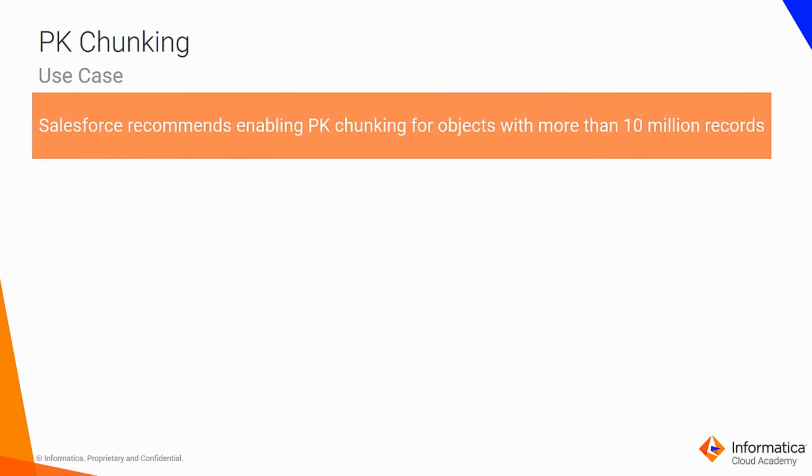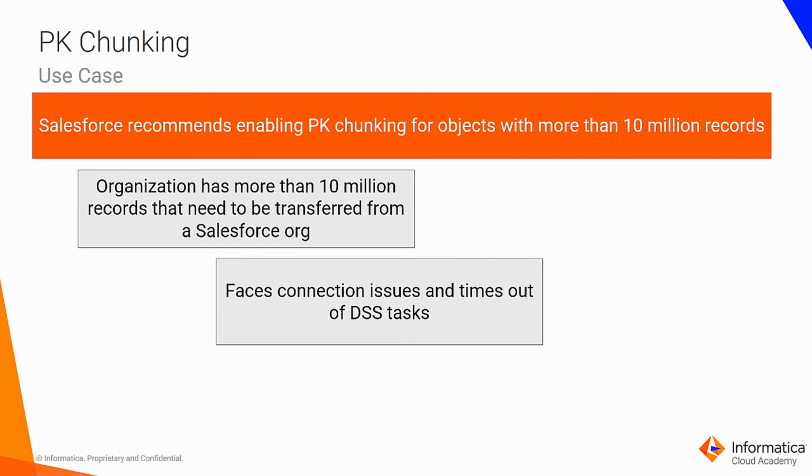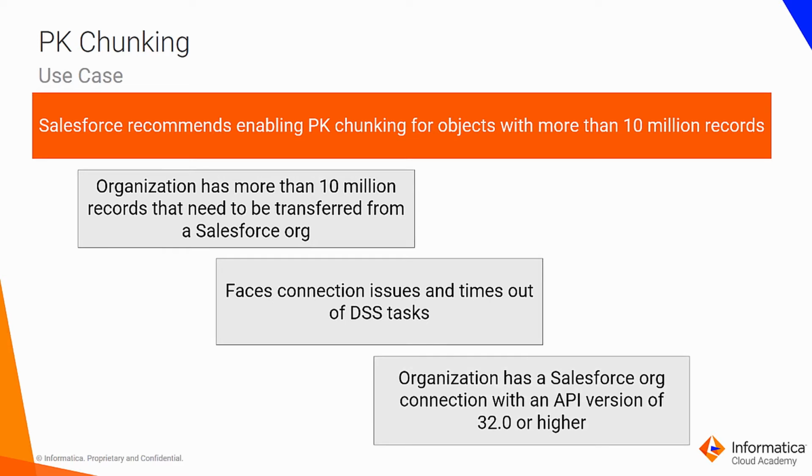So when should we use PK chunking? Salesforce recommends that you enable PK chunking for objects that have more than 10 million records. A typical use case could be as follows. Let's say that an organization has more than 10 million records that need to be transferred from a Salesforce org to their own on-premise database tables. The organization faces connection issues, and the DSS task times out while transferring the records. The organization has a Salesforce org connection with an API version of 32.0 or higher in Informatica Cloud. This is an ideal situation where the organization can enable PK chunking for the Informatica Cloud org.